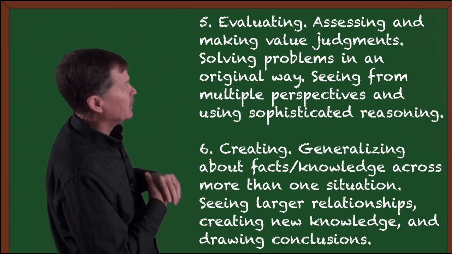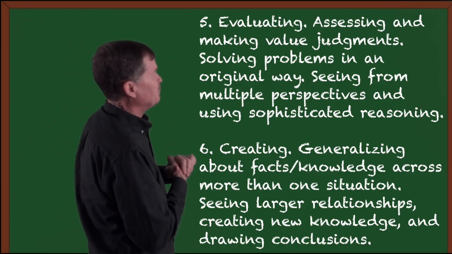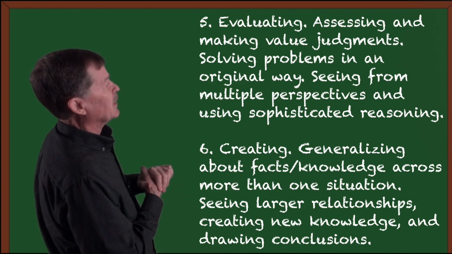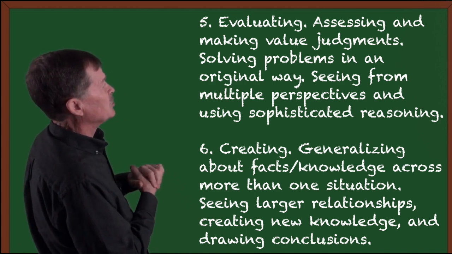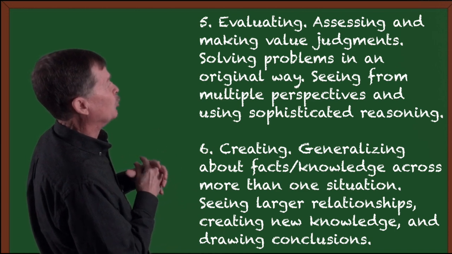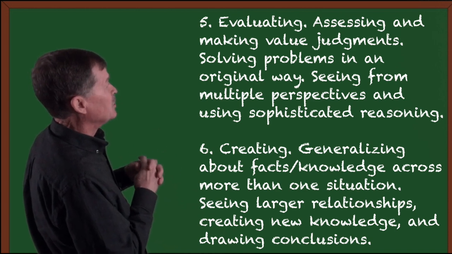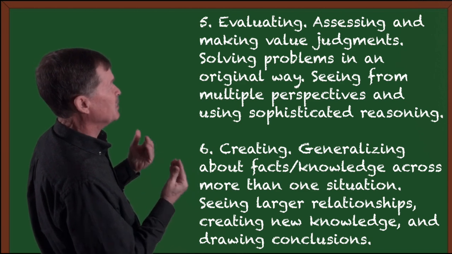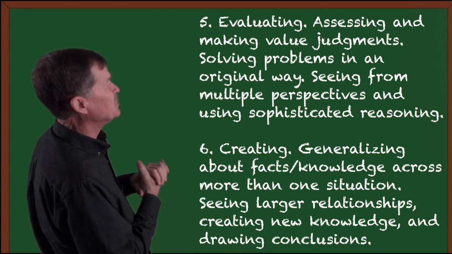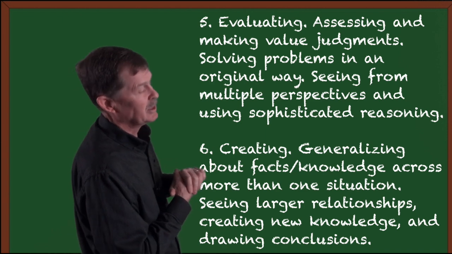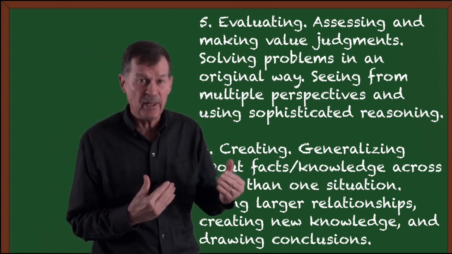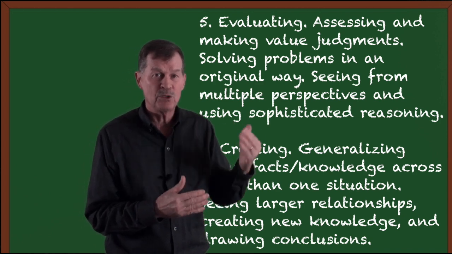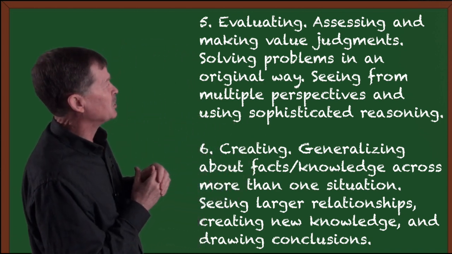Step number 5, evaluating: assessing and making value judgments, solving problems in an original way, seeing from multiple perspectives, and using sophisticated reasoning. Okay, again, that would be one of the elements of critical thinking based on Bloom's taxonomy in education.